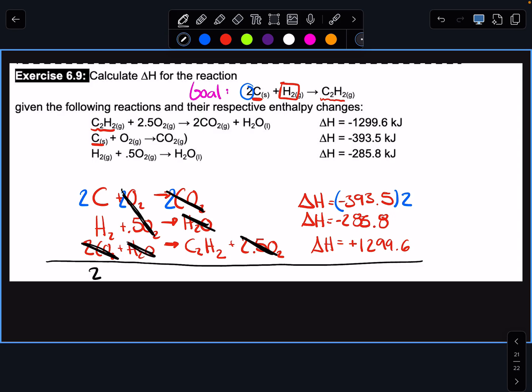And if I rewrite what didn't cancel, does it match our goal? We made it to the goal, which then means that's not our answer. Our answer is to add up the heats, because that means everything's in its appropriate order and amount, which I got. So when I added them all up, agreed, yep, 226.8 kilojoule per mole.